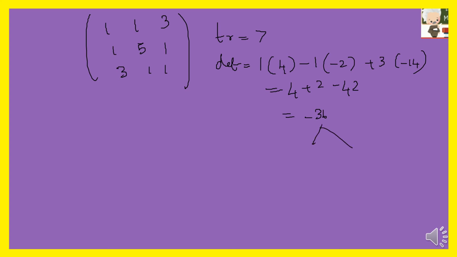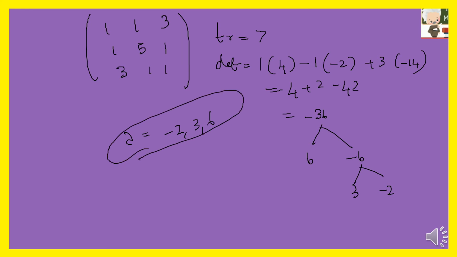So if I am taking roots, I can write this as 6 into minus 6. Again, I can split this minus 6 as 3 into minus 2. So it's a kind of trial and error, but still, if you get used to it, you will do it in seconds. Okay. So what are my eigenvalues? I'm saying here they are minus 2, 3, and then 6. So what is your trace? It is 7. So 6 plus 3 is 9, 9 minus 2 is 7. Again, for your determinant, determinant is the product of eigenvalues. So 6 into minus 2 is minus 12, minus 12 into 3 is minus 36.